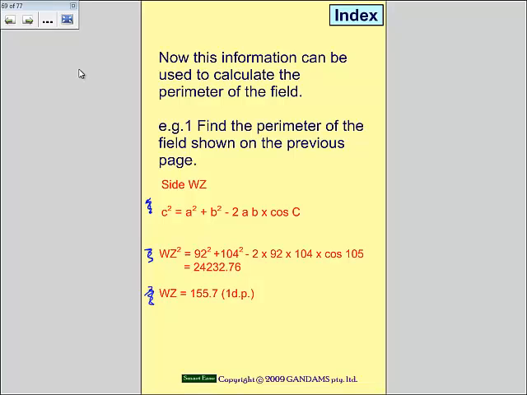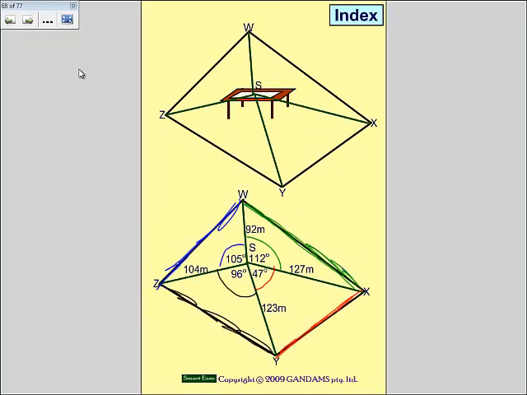Okay. The information given to us in these questions are the two side lengths it takes to get from the middle of the field to each of the corners that make it up, and we're given the angle between them, and we're asked to work out the length of the actual fence. So you can see here, hopefully with my mouse, that we are given the 92 meters, we're given the 104 meters, and we're given 105 degrees, and we're asked to work out this length.